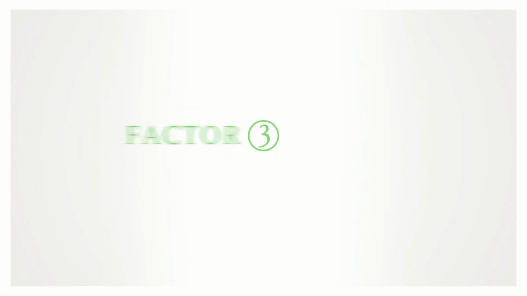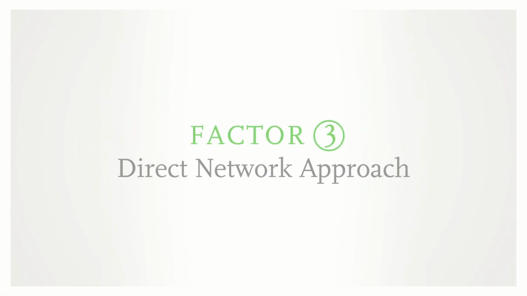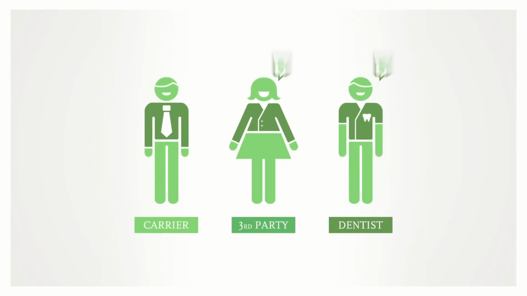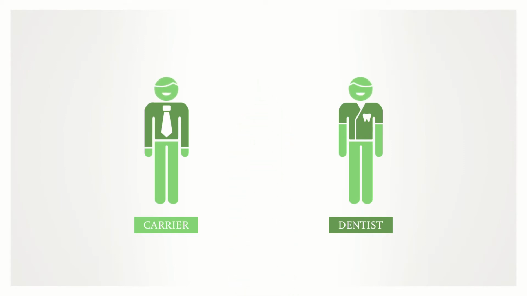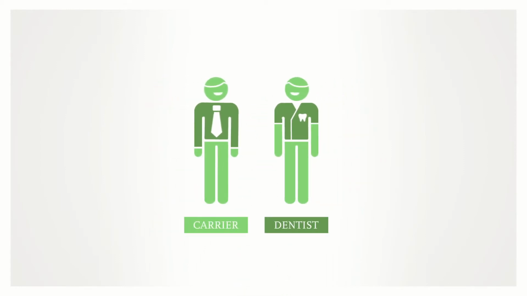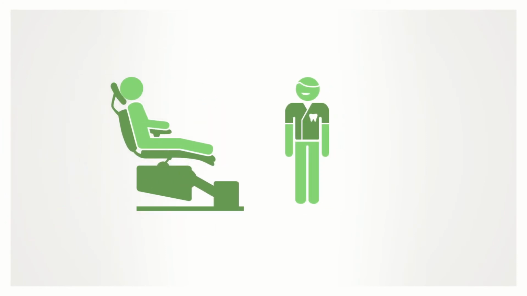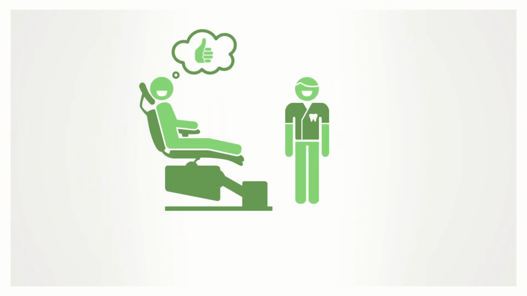The third contributing factor is our direct network approach. Some carriers lease their networks through a third party. This can limit oversight and reduce pricing transparency. At Delta Dental, we do not lease our networks. Instead, local staff members foster relationships directly with dentists. This enables us to establish fair reimbursement rates and maintain network stability, while promoting better treatment outcomes and providing significant cost savings for members.